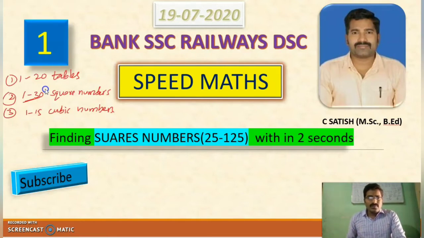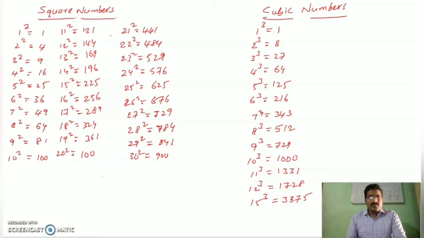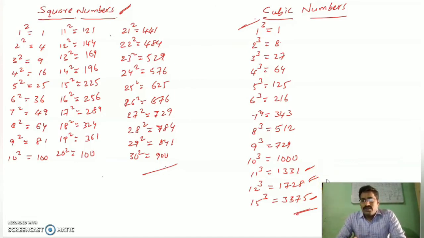Okay friends, let us discuss. These are the square numbers 1 to 30. These are the cubic numbers 1 to 15. Regularly they ask 11 cube, 12 cube, 15 cube, and 13 and 14 too. So write and learn. Next we go to our topic. Today we discuss three concepts.